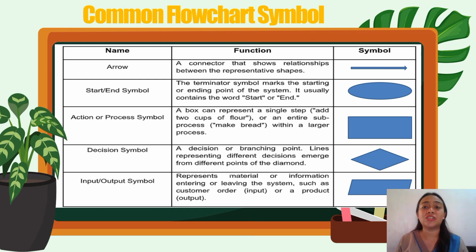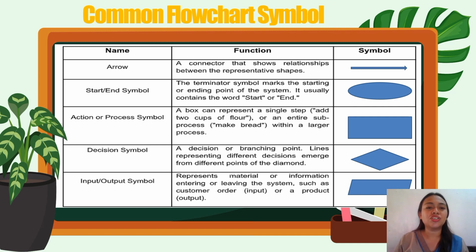It's an oval shape, represented by an oval shape. So, the terminator symbol marks the starting or ending point of the system. It usually contains the word start or end. So, pag nakita po tayo ng oval symbol, ibig sabihin yan yung start sa ating flowchart or it can be the end. Next naman, yung rectangular shape symbol natin.